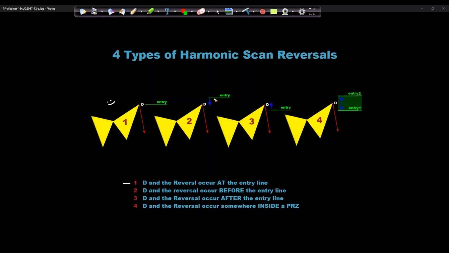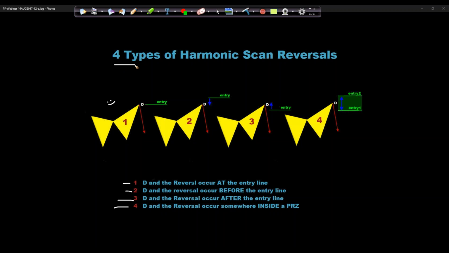Sometimes people are waiting for that trade to get up there and they miss it because it occurs before it. Obviously, sometimes it goes past it. The reversal D and the reversal end or start past the entry line. And then the fourth is where maybe 2 lines are painting because of the nature of the pattern and the Fibonacci sequences that create this PRZ, and the reversal occurs somewhere inside that PRZ. So those are essentially the 4 types.